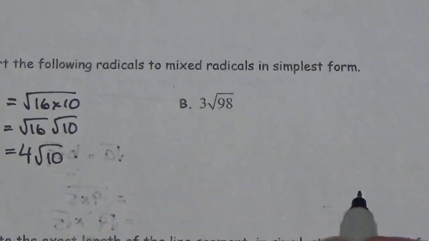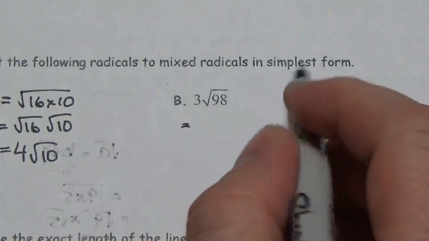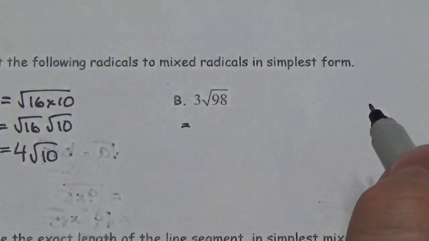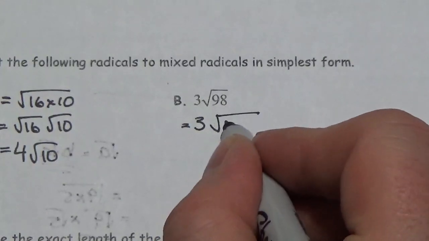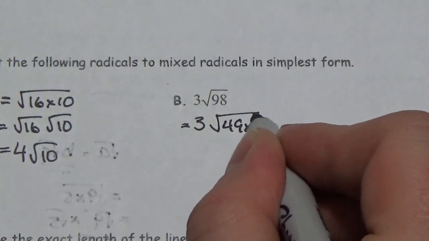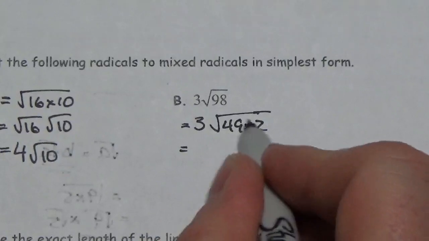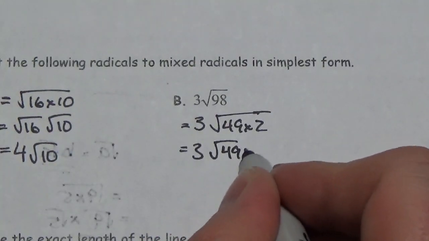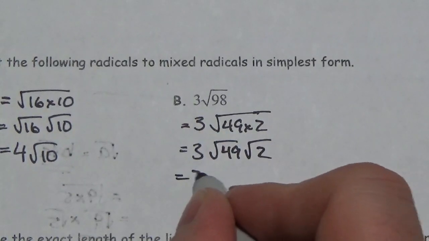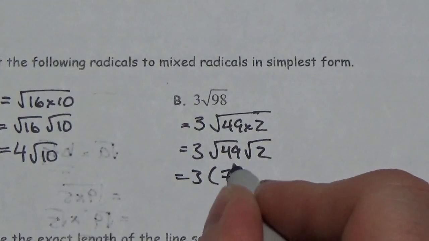Okay, let's take a look at 3 root 98. Now, you got to play with 98 a little bit before you see it, I suspect. But 98 is the same as 49 times 2. And 49 is a perfect square. So this is going to be 3 times the square root of 49 times the square root of 2. And I know that the square root of 49 is 7.